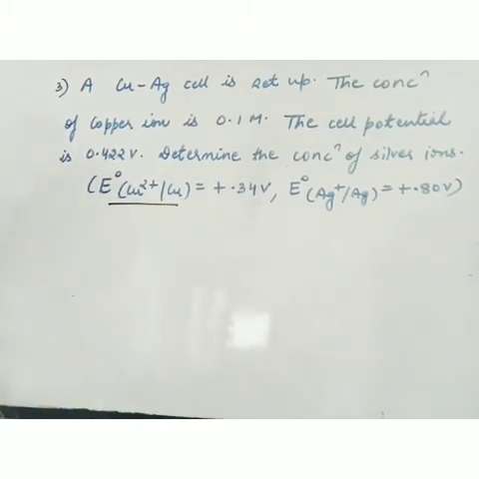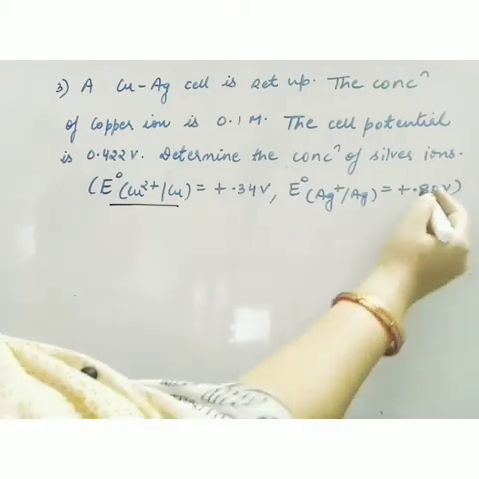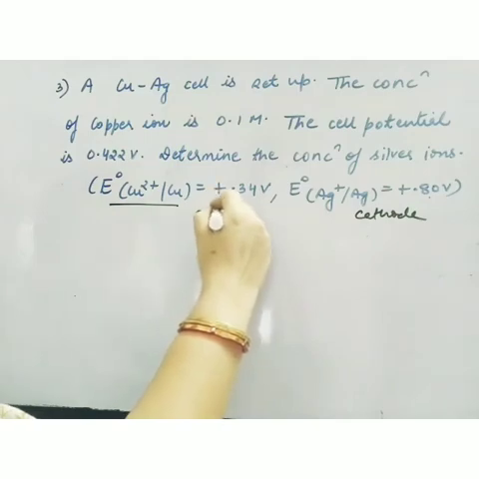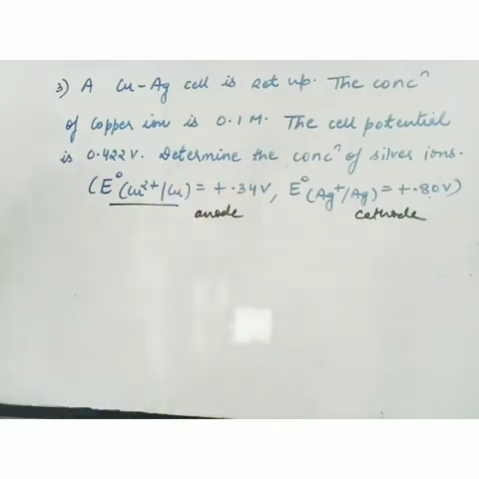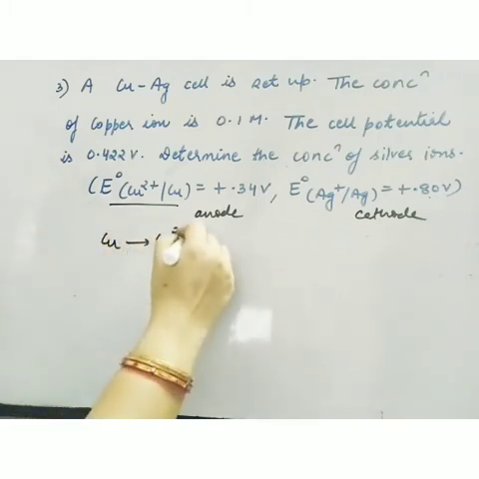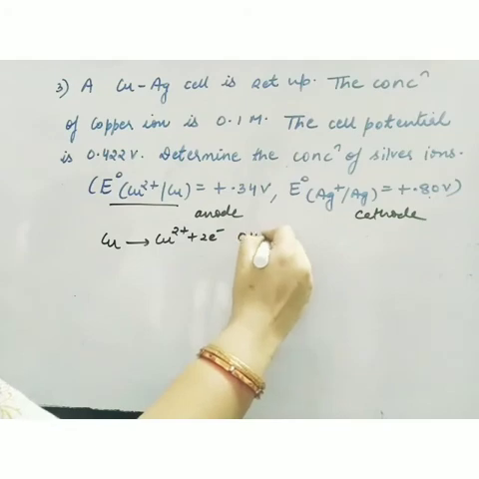So what we'll do in this question, the cell representation is not given to us. Okay, so we have to write the cell reaction. Now first of all we have to choose what is anode and what is cathode. The reduction potential is more here, so it is my cathode and the other will be my anode. Okay, now I can write the reactions. So what will be the oxidation reaction? Cu changes to Cu2 plus plus 2 electrons. This is oxidation half reaction.